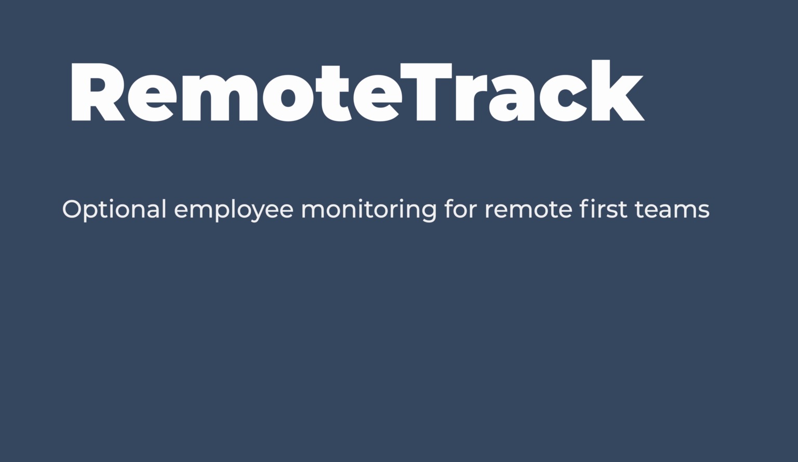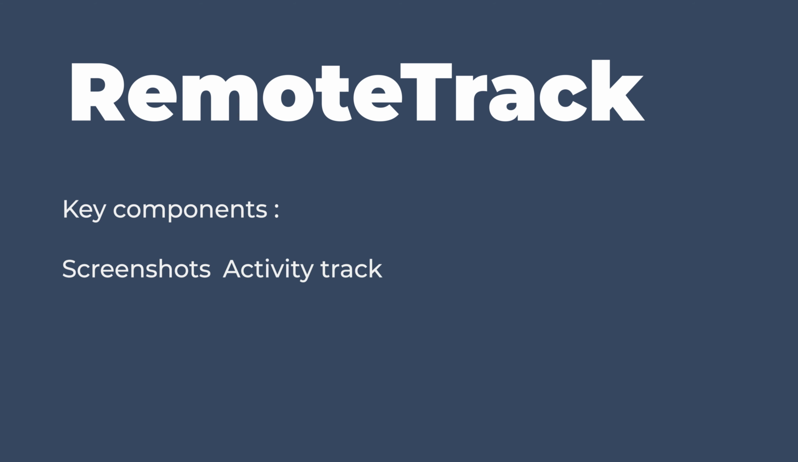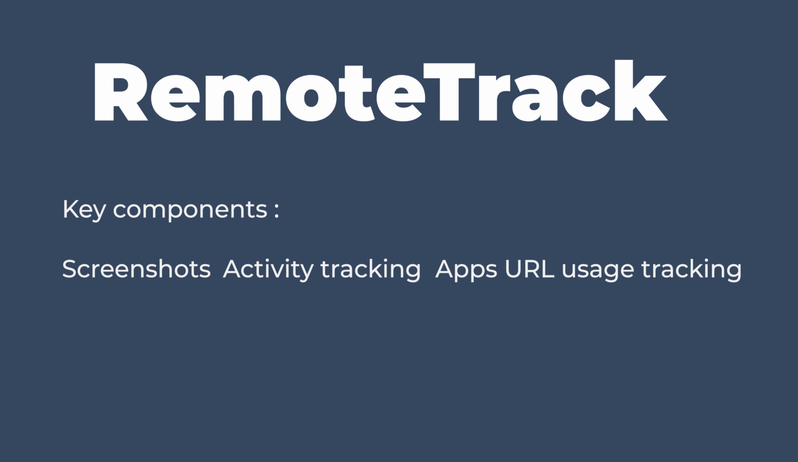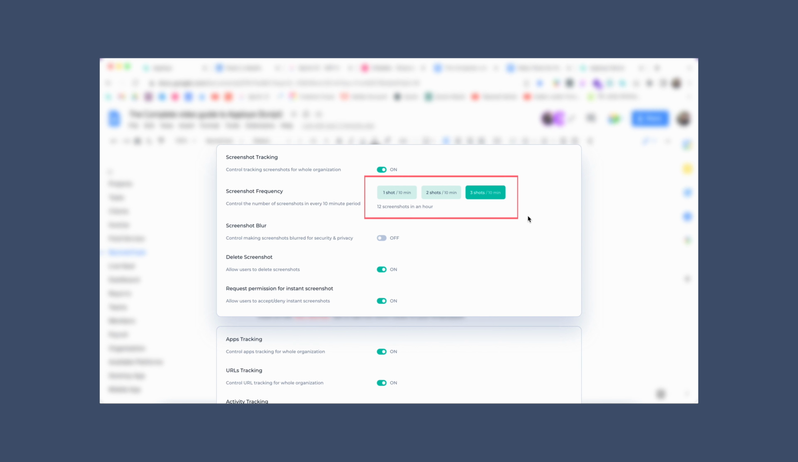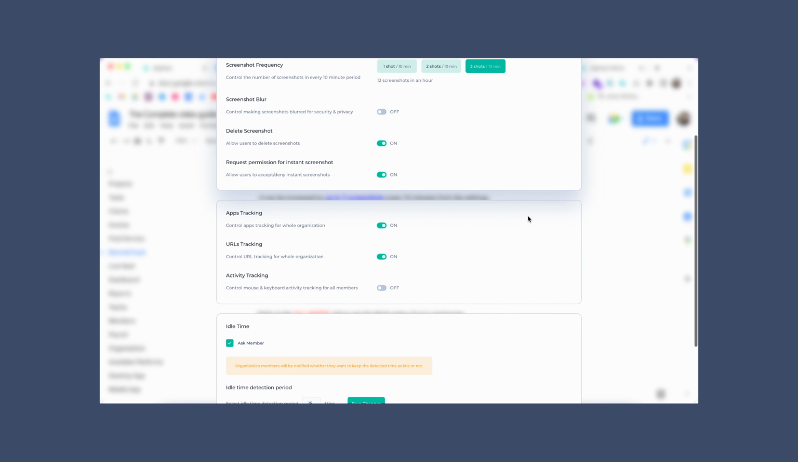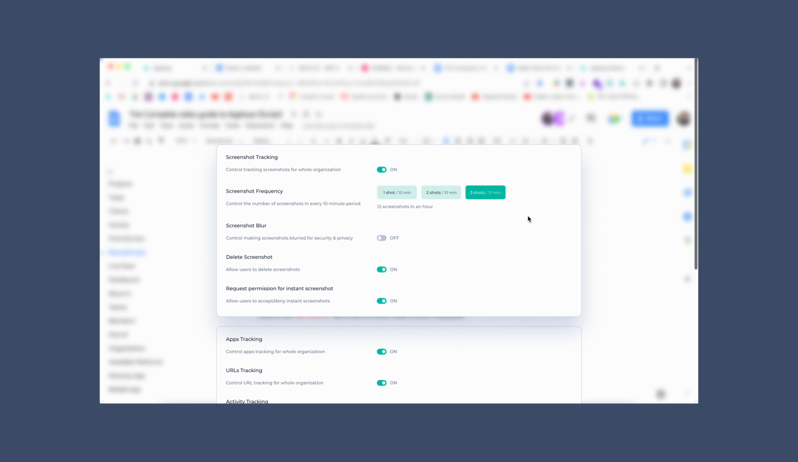The RemoteTrack add-on features enable optional employee monitoring for remote-first teams. To grab this feature, you need to subscribe to a plan that offers Remote Service add-on. The key components of this add-on are screenshots, activity tracking, apps, and URL usage tracking. Once RemoteTrack is turned on, Apploye desktop app takes a random screenshot of your remote employee's computer screen every 10 minutes interval. It can be increased by up to 3 screenshots every 10 minutes from the settings. This helps you understand what they are working on and if they are stuck in any specific task.